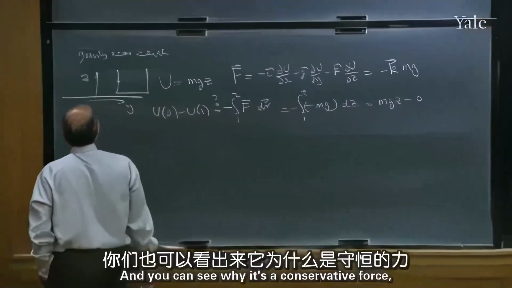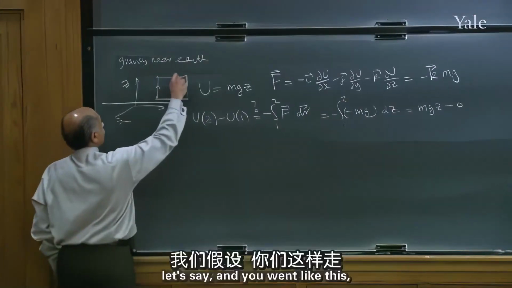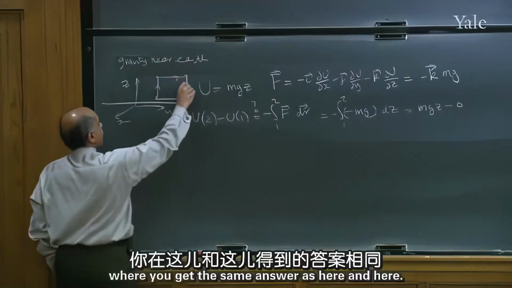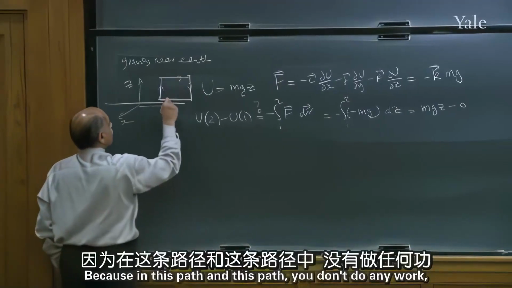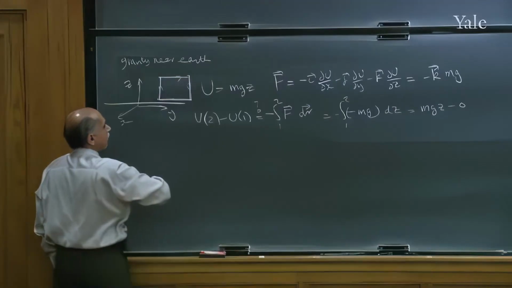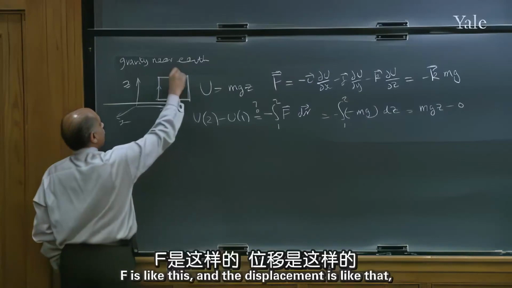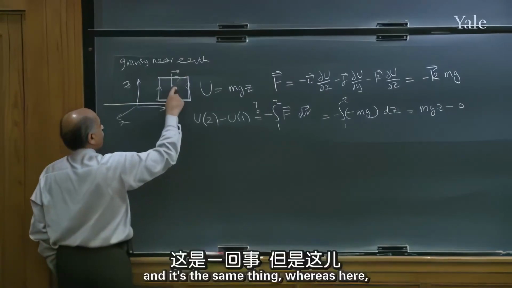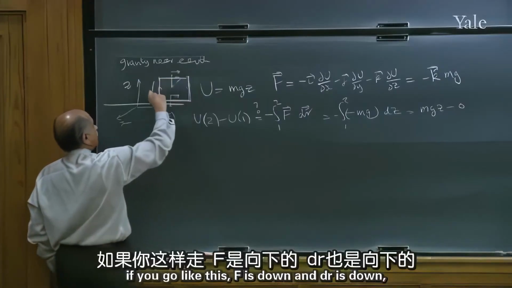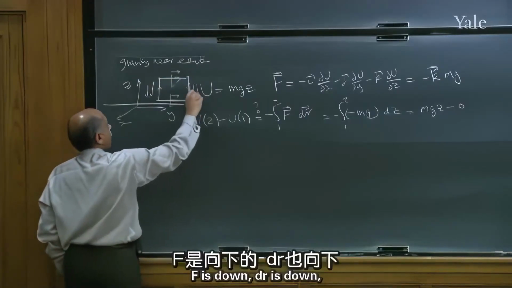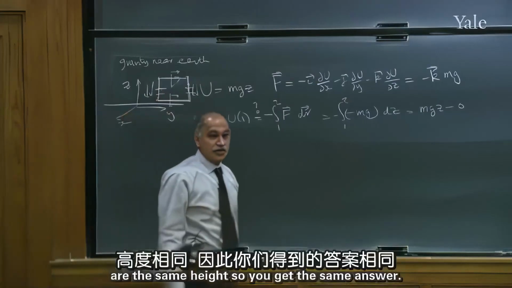And you can see why it's a conservative force, because if you took a path where you went like this, let's say, and you went like this, why do you get the same answer as here and here? Because in this path, you don't do any work because F and dr are perpendicular, right? F is like this and the displacement is like that. Whereas here, if you go like this, F is down and dr is down, F is down and dr is down, and it's the same F here and here at the same height, so you get the same answer.